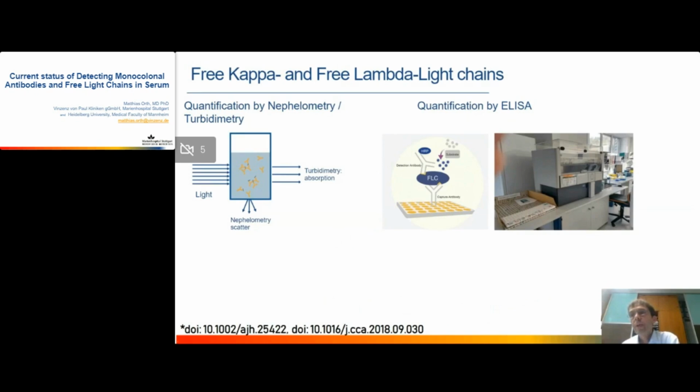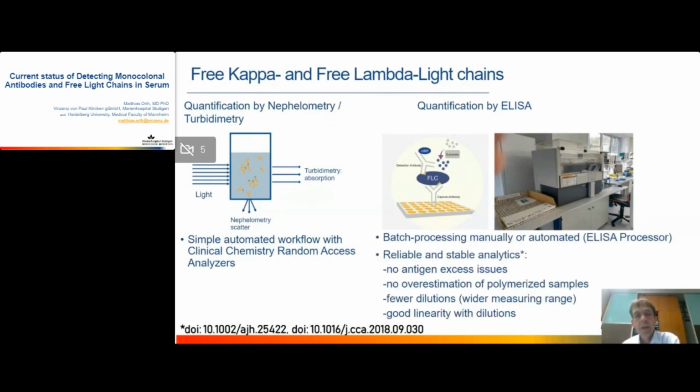How is this quantification of these free light chains done? Essentially, there are two techniques. One is done in a tube, either by nephelometry or by turbidimetry, and the other technique is in the microtiter plate, quantified by ELISA. Many tests are done on these turbidimetry assays because they can be simply automated and can be done on random access analyzers, but testing these samples in ELISA plate format also has advantages.